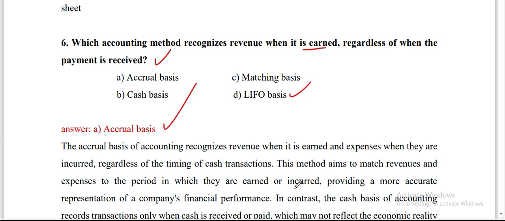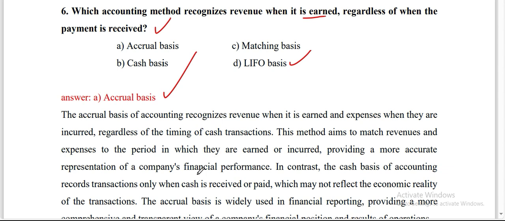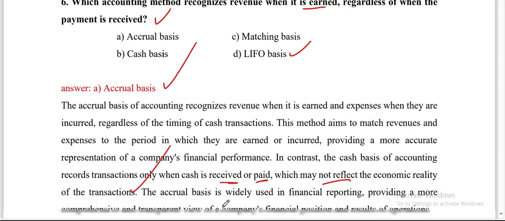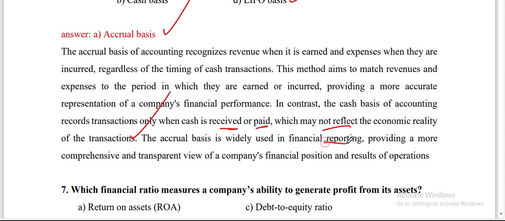In contrast, the cash basis of accounting records transactions only when cash is received or paid, which may not reflect the economic reality of transactions. The accrual basis is widely used in financial reporting, providing a more comprehensive and transparent view of a company's financial position and results of operations. So the answer is accrual basis.